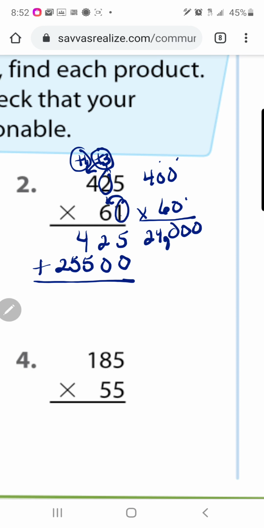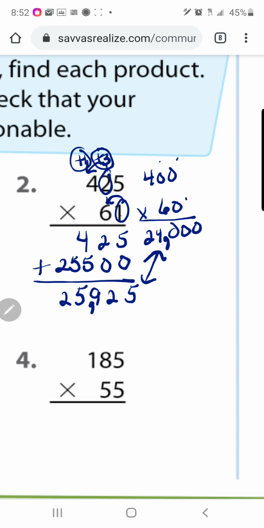So 5 plus 0 is 5. 2 plus 0 is 2. 4 plus 5 is 9, and then bring down your 5 and 2. So your actual product ends up being 25,925. Is it close to 24,000? The answer is yes, it is.